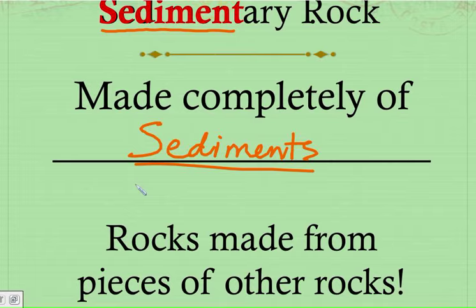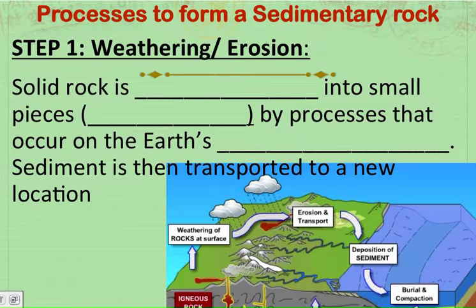And just like we saw with igneous, there is a process that goes into making this type of rock. It's a little more detailed than the igneous rock. Okay, so step one is weathering and erosion. Weathering is really describing how rocks are broken down. If you haven't heard these words before, maybe you want to jot down their definition on the side there. Weathering is the breakdown of rocks. Erosion is then the movement of those pieces.